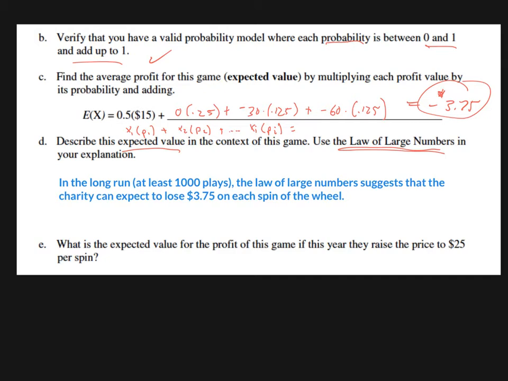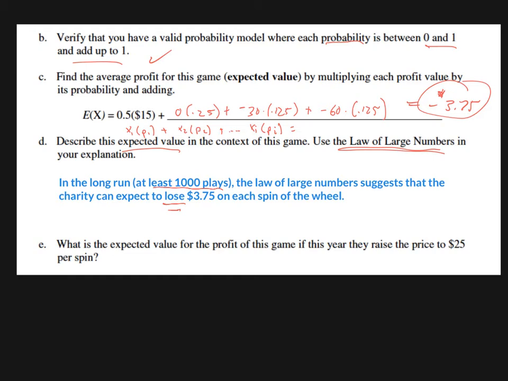And here we have in the long run, right? And that corresponds to somewhere around at least 1,000 plays. The law of large numbers, right? So that's the law that we're talking about, suggests that the charity can expect to lose $3.75 on each spin of the wheel. Notice I didn't write negative 0.375 in context. Losing accomplishes the purpose of the negative.